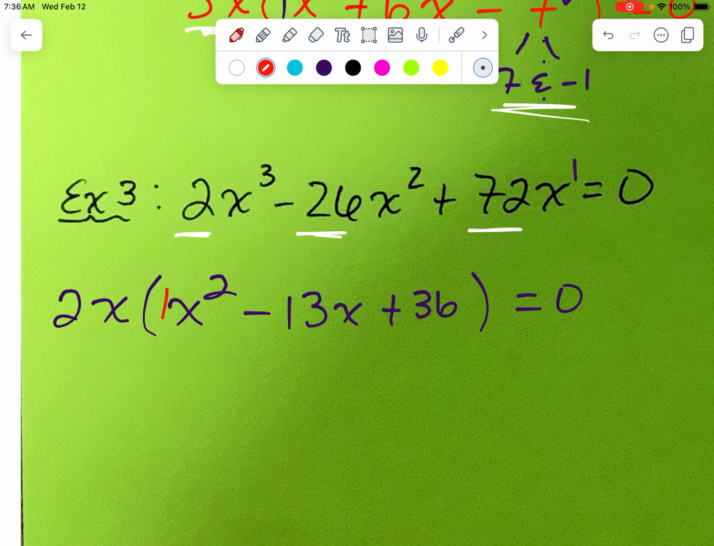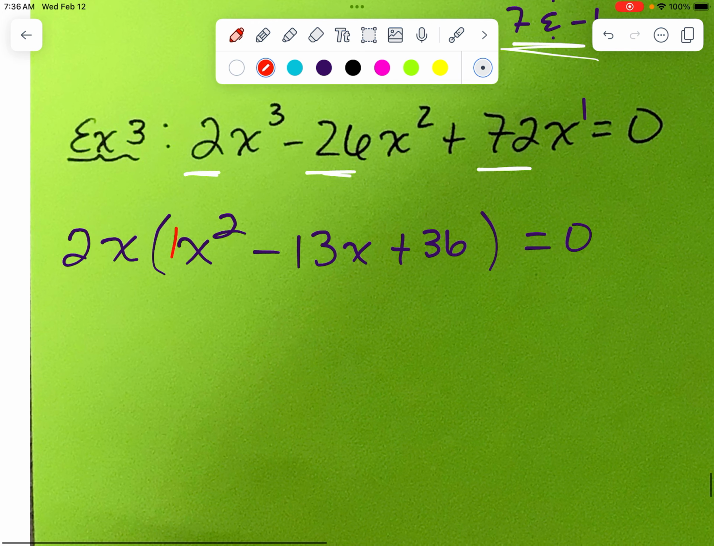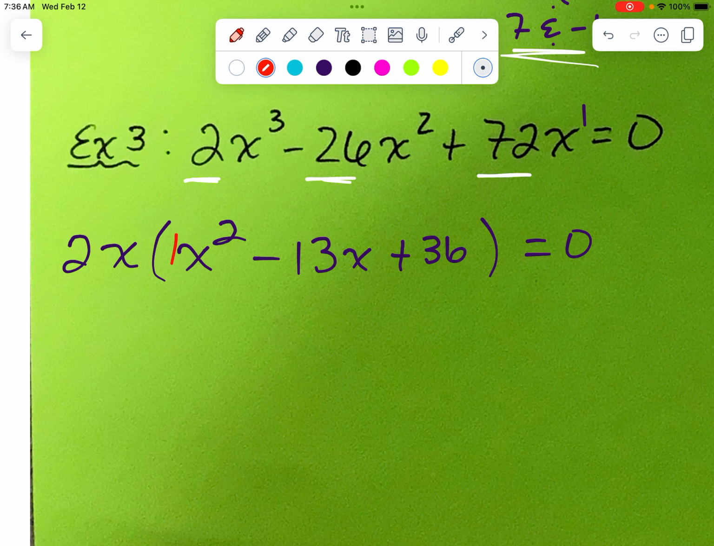And since our a value is 1, that's the value in front of x squared, we can play what two numbers. So we can say what two numbers can we multiply by that give us 36, but when we put them together, give us negative 13? Well, that would be negative 9 and negative 4. Negative times a negative is a positive 36. Negative 9 minus 4 is negative 13. So now we can write down our factors.